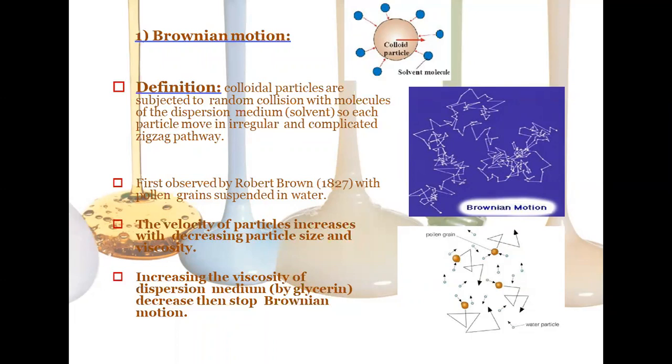This molecular collision keeps the particles under continuous and random motion. Brownian movement can be viewed by a light microscope. Brownian movement works against the gravitational force. So, as the particle size increases, the velocity of the particles decreases, and slowly the gravitational force starts influencing the motion. Brownian movement can be decreased or stopped by increasing the viscosity of the medium by adding glycerin-like material.